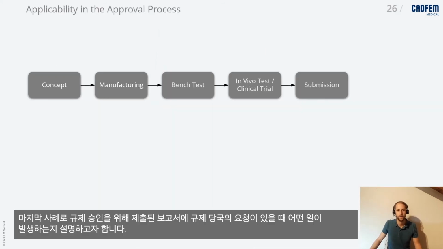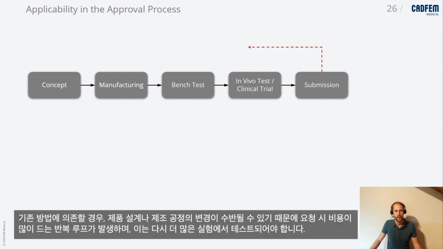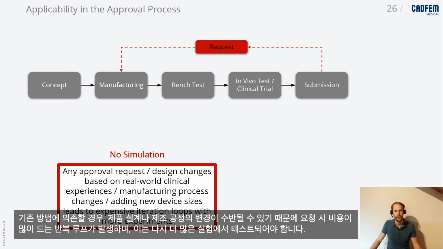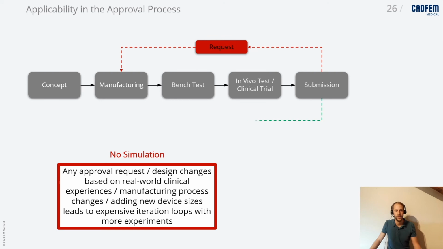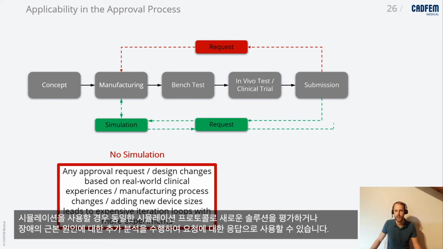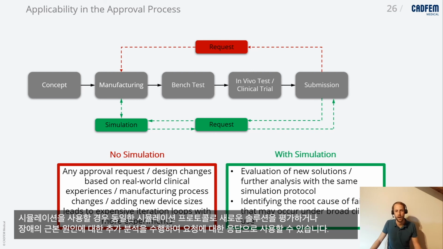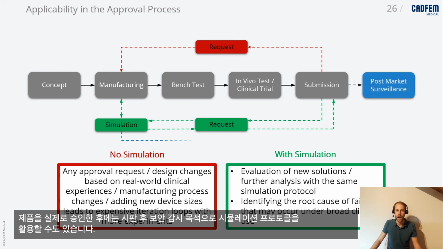As a last case, I would like to point out what happens when there is a request by a regulatory authority to the documents you submit for approval. When relying on conventional methods, any request leads to expensive iteration loops, as they may involve changes in the product design or a manufacturing process, which again have to be tested in more experiments. When using simulation, you can evaluate new solutions or carry out further analysis regarding, for instance, the root cause of failures with the same simulation protocol and use it as response to the request. After actual approval of your product, you can even utilize the simulation protocol for post-market surveillance purposes.